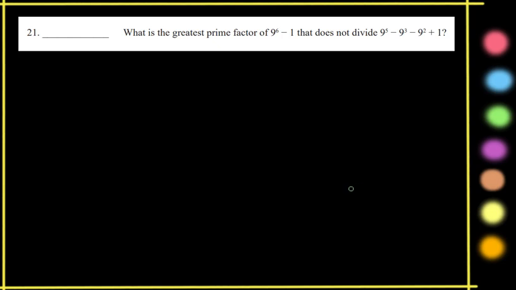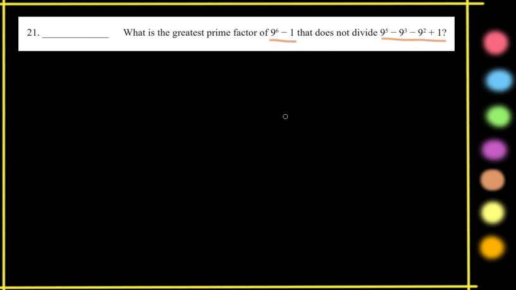And again, just a reminder to pause the video when you see the problem so you can try to work it out on your own. Alright, this is number 21. It says, what is the greatest prime factor of 9 to the 6th minus 1 that does not divide 9 to the 5th minus 9 cubed minus 9 squared plus 1?